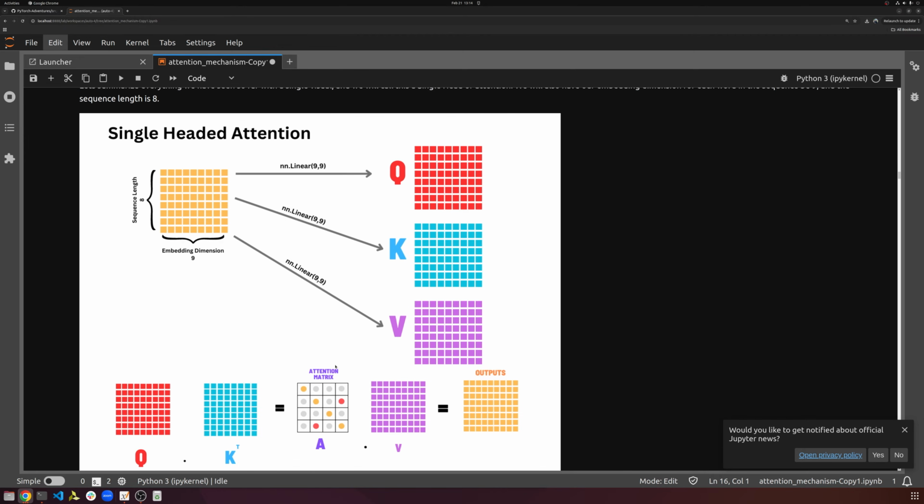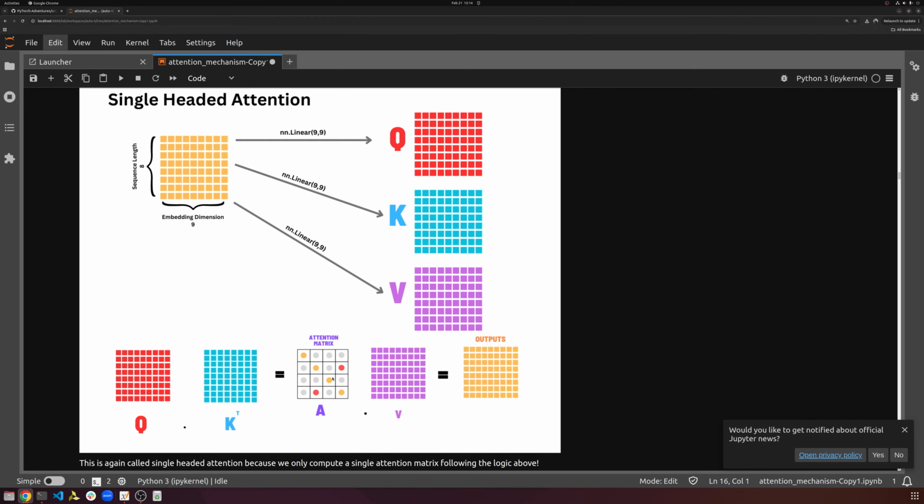Now, here's the thing I want you to think about. When we do the queries, keys, QK transpose, we learn how is every word related to every other word, right? This attention matrix here is representing exactly that, the relationship between every pair of words in our sentence.